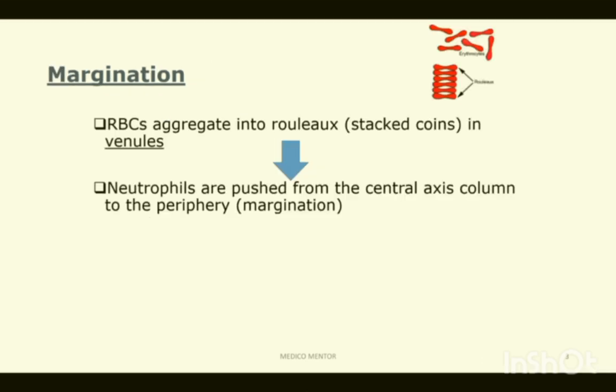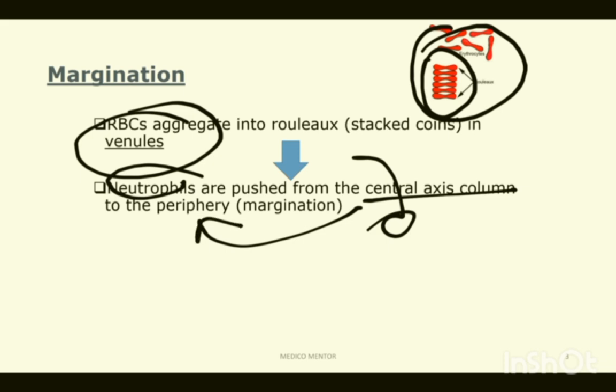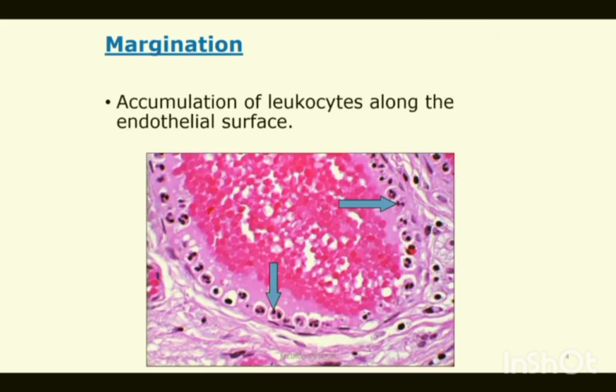If you look at the process of margination, we see that during margination, the RBCs aggregate into a stack of coin appearance, which is also called rouleau. When the RBCs stack amongst each other over the venule side, that is going to result in pushing of the neutrophils towards the periphery from the central axis column, and this is called margination.